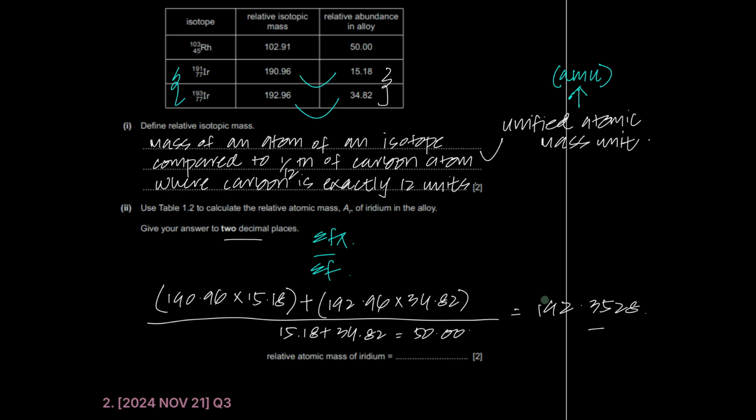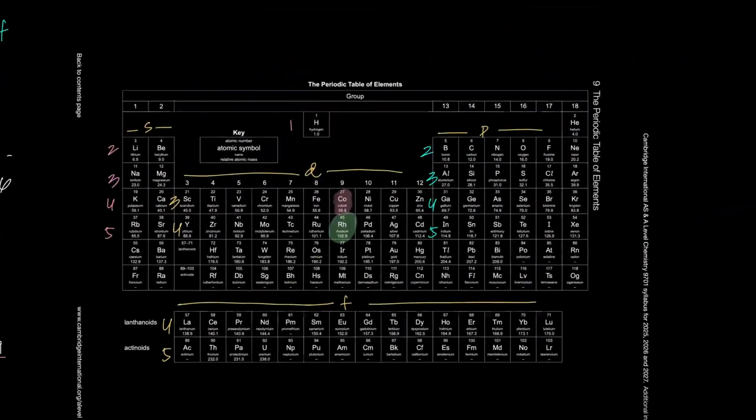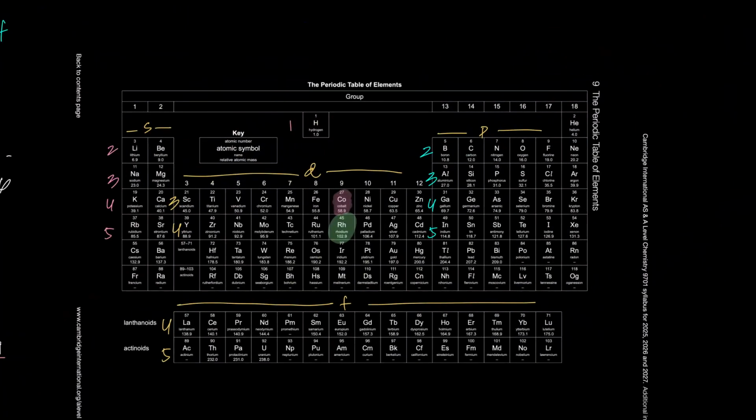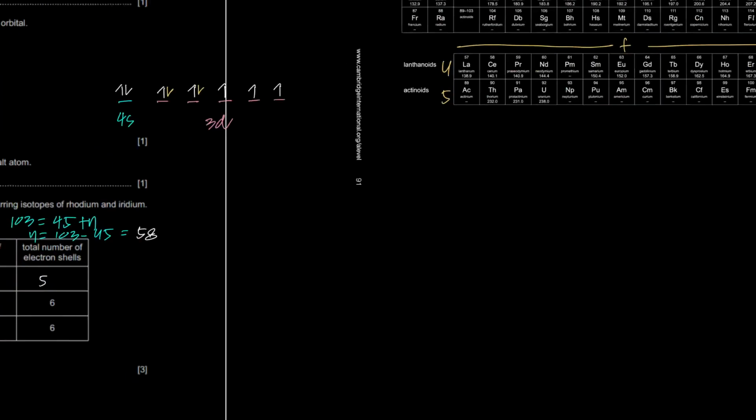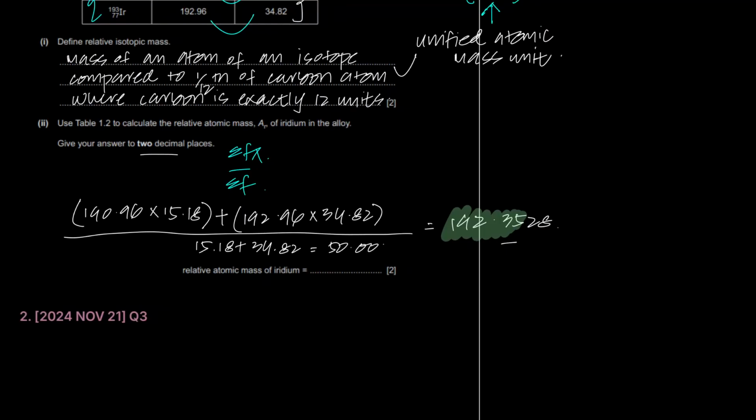And normally it's also correct to 2dp when you talk about relative atomic masses, because in your periodic table, you're given these masses correct to 2dp. It's just 1 dp here, but normally it's still 2dp. That's the accuracy for Ar. So the relative atomic mass is 192.35. Couldn't care less.